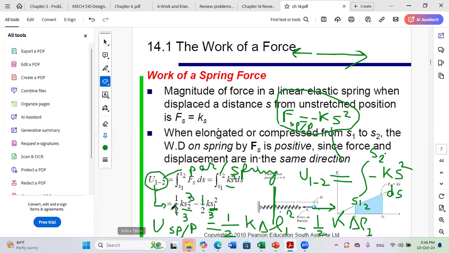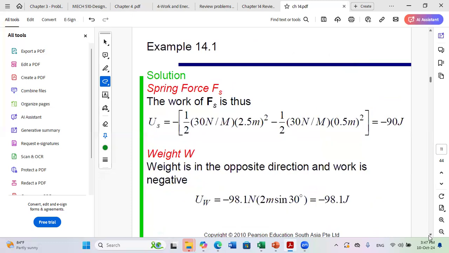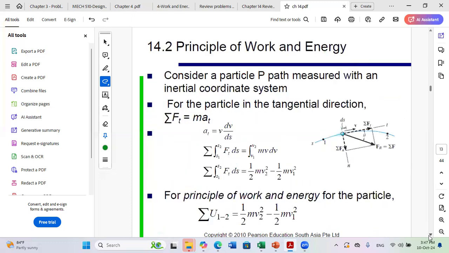So for the spring force KS, S should start, the origin of S should be from the unstretched position. Otherwise, if the origin of S is somewhere else, go back to this form, half K delta L1 square minus half K delta L2 square, because S will not represent anymore the stretching or compression. Okay. And we did together this problem in detail last time.